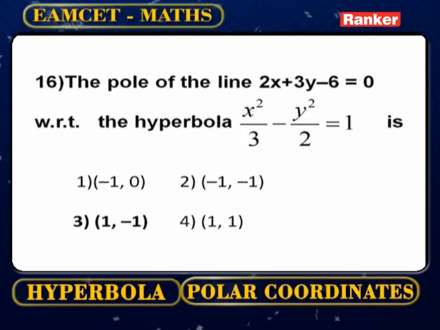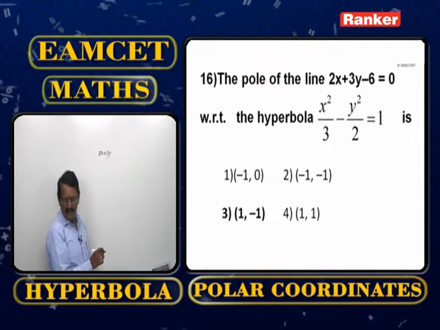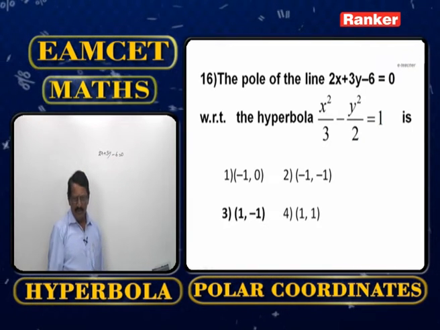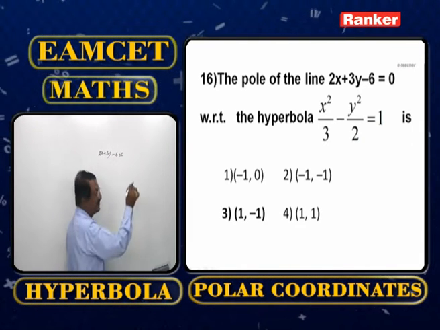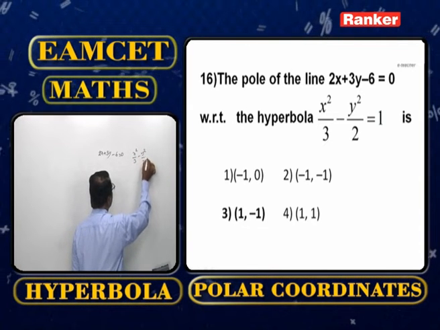The pole of the line 2x plus 3y minus 6 equals to 0 with respect to the hyperbola x square by 3 minus y square by 2 equals to 1.